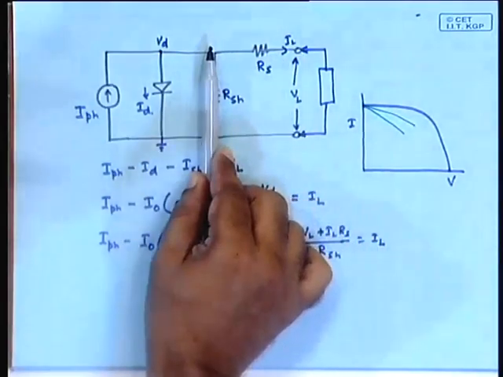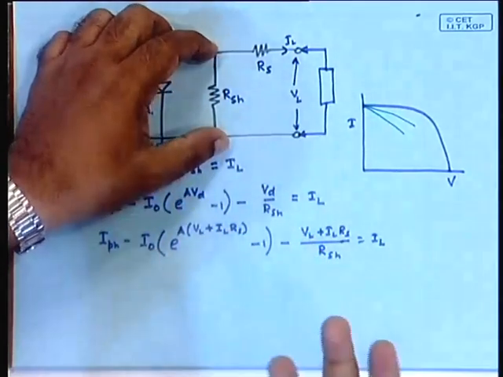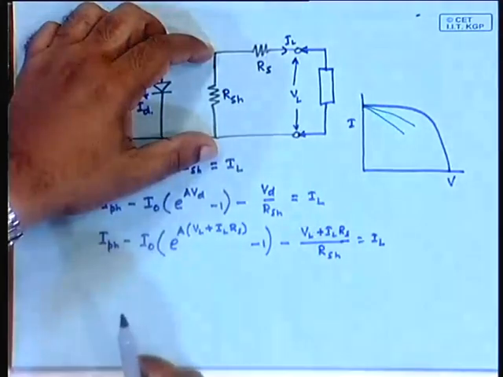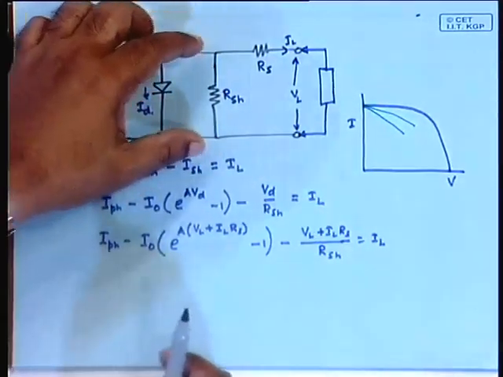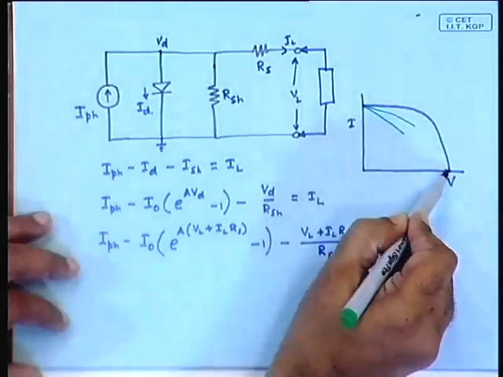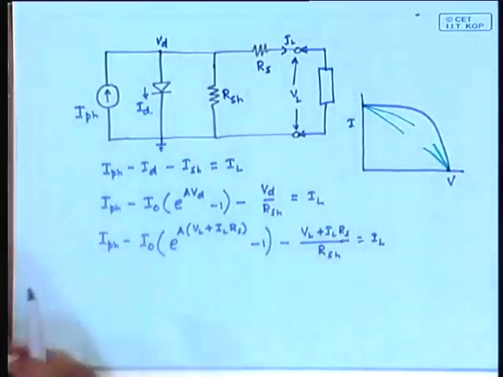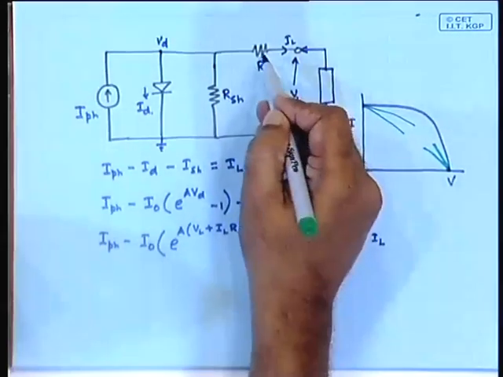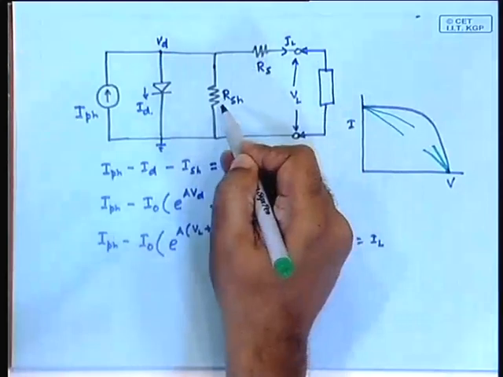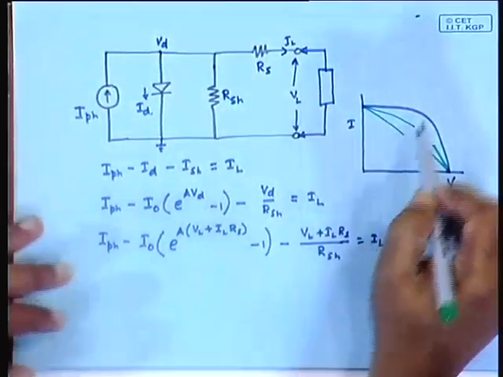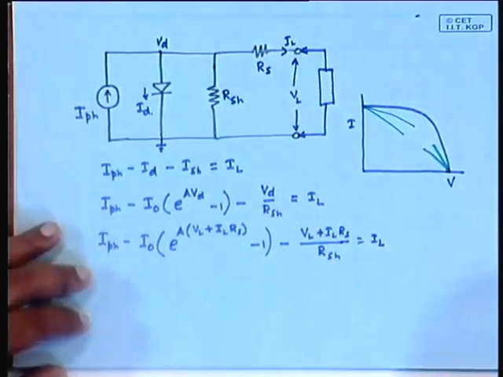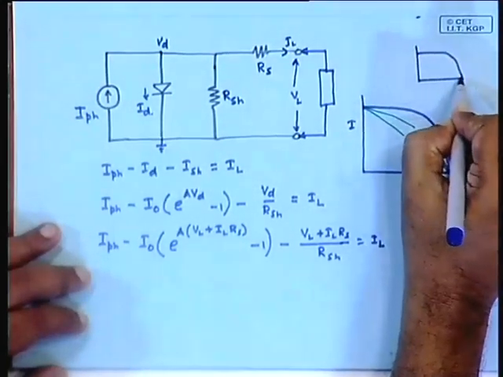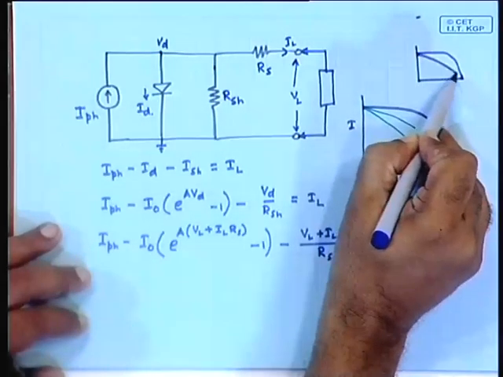RSH will have any effect if this voltage is large, and if this voltage is very small, like here, RSH will have very small effect, right. So, the effect of RSH is manifested in this slope. As you have RS going up and RSH going down, you have the curve that was actually like this, with a good fill factor, slowly becoming like this.